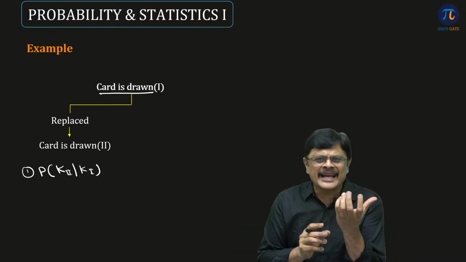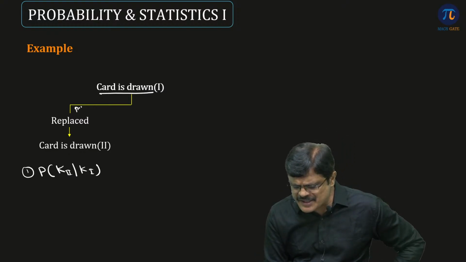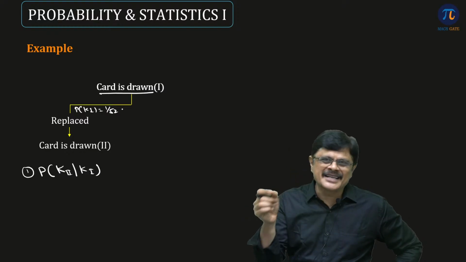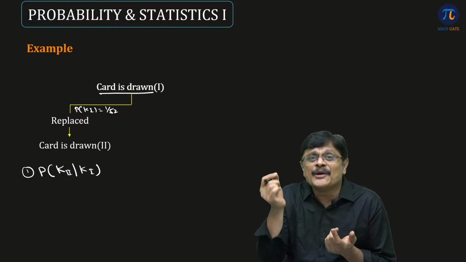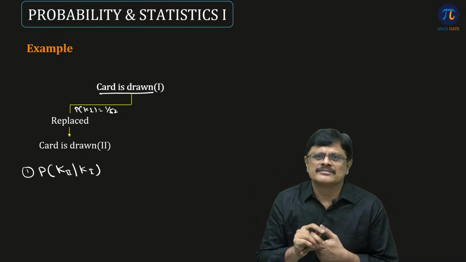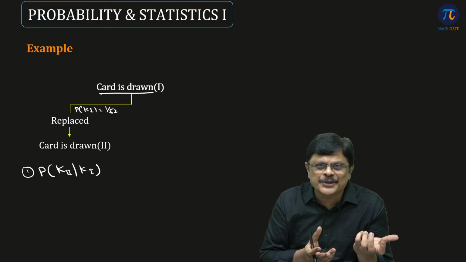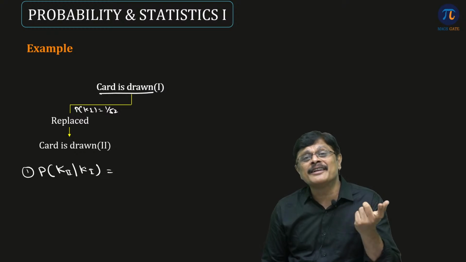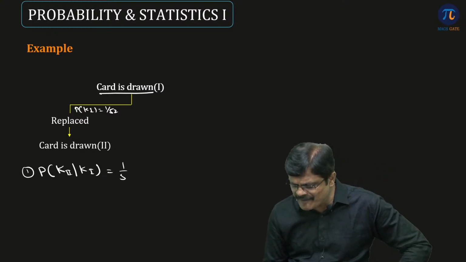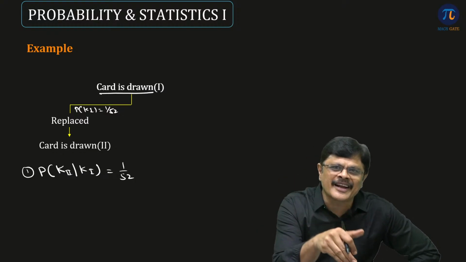So you are again having 52 cards in your hand. For the first card, the probability of king is 1 by 52, but that card is replaced. Now what is the probability of getting the second card as king when the first card is also king? It does not matter because you already replaced it. You are having all the 52 cards with you. So the probability that the second card is king given that the first card is king is still 1 by 52, because it does not matter what the first card is, since it is already replaced.